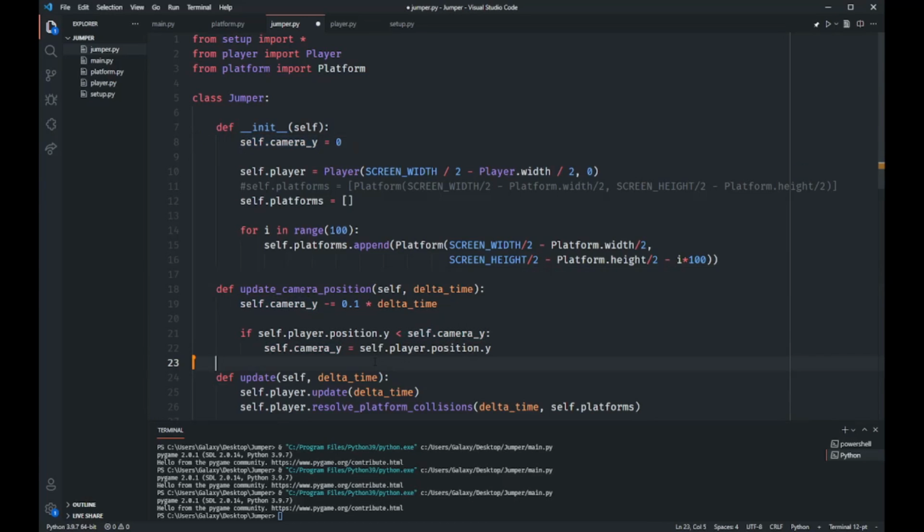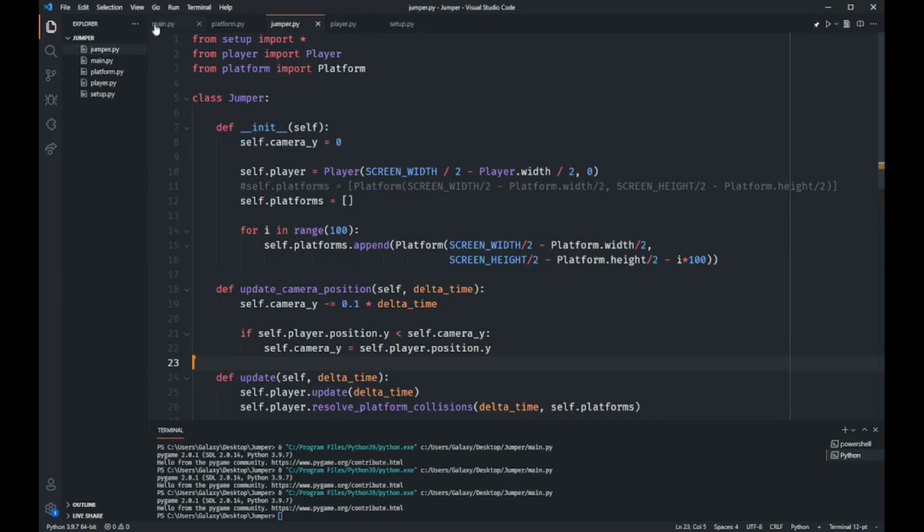This means we can just compare the player's position, because that's its top left corner. So we're getting the top side of the player and comparing it with the top of the camera, which is also at the top of the screen. And if the player is higher, then we can just set the camera's Y position to the player's position.